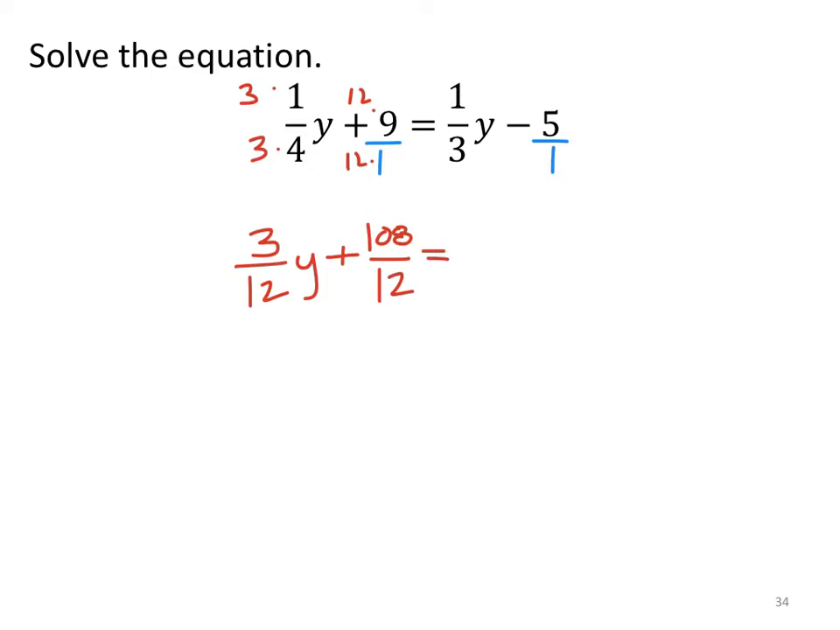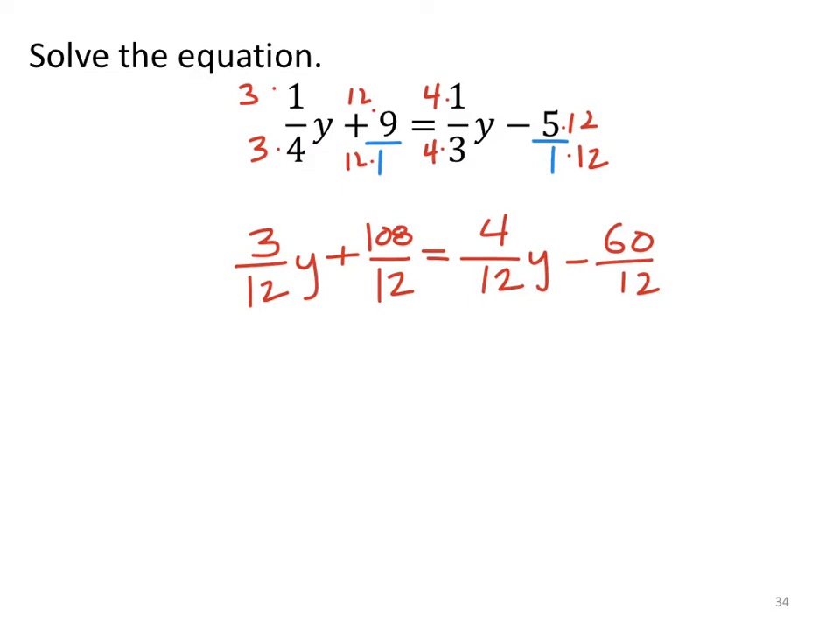I promise, it's coming. So the 1 over 3, I'm going to multiply that by 4 to make the denominator 12. But I need to scale the numerator as well, so I'm going to multiply the 1 by 4 as well. So this then becomes 4 over 12y. And finally, I'm at that negative 5 over 1, and I'm going to make that 1 a 12 by multiplying it by 12. 1 times 12 is 12, but 5 times 12 for the numerator is going to make that 60. So it's negative 60 over 12.